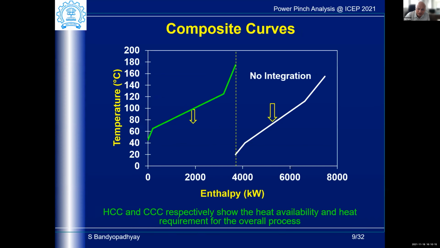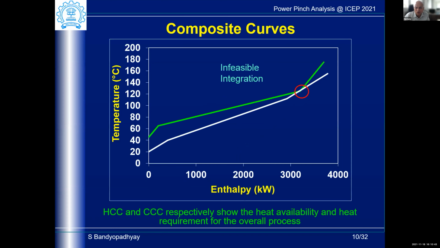Now, if we place them on the same diagram and if we place them too far apart, all the heat that is coming from the hot streams is not to be utilized in this case for the cold requirement, because they are too far apart. So all the heat available from the hot stream has to be removed by the cold utilities. And so the cost will go up.